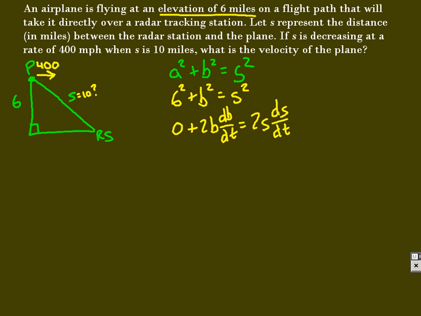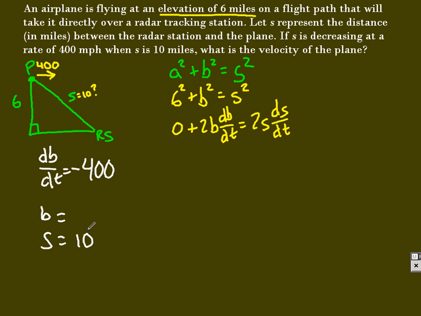What do I know for sure now? We said this here, the rate that it's going at, 400 miles an hour, that's how b is changing. Well, that would mean b is actually decreasing in length. So dB dt is actually negative 400 miles per hour. And what else do we need to know? We need to know B. We need to know S. Well, it says when S is 10 miles, but we don't know what B is.